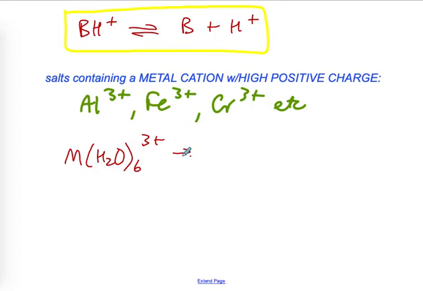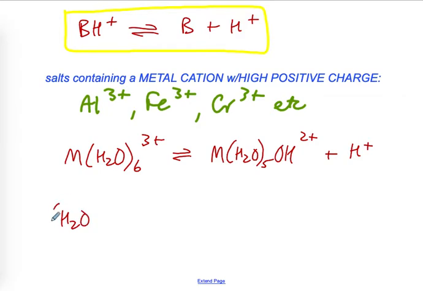This undergoes ionization to form M(H2O)5OH with a 2+ charge plus H+. What happened here is one of these 6 water molecules coordinated to the metal cation lost a hydrogen ion in solution, forming the products that are shown. Why is this the case?